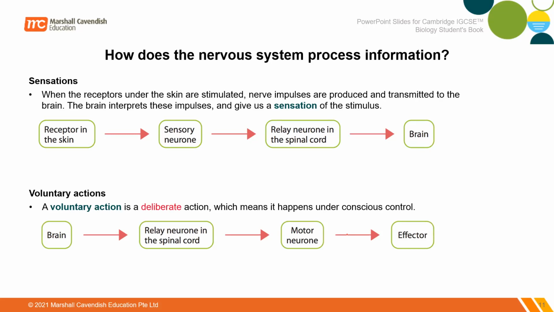How does the nervous system process information? I think we have mentioned this and there is no need to talk about this now. Sensation, which is the first part, through the receptors, sensory neuron, relay neuron, and finally to the brain, or the relay neuron in the spinal cord, and then the message will be delivered to the brain. Even if the spinal cord is the one that takes action quickly, because we need to protect our body against any unfavorable conditions, the message must go to the brain.